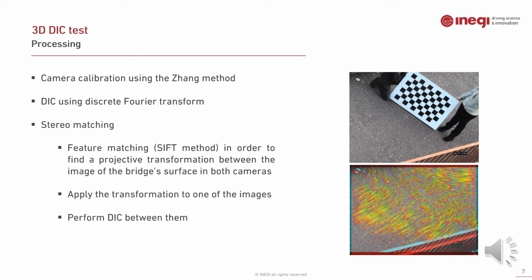For the stereo matching, we used feature matching to get point matches between the images from both cameras, and then we found a projective transformation between them, which is a very good approximation since the surface of the bridge is flat. And then applying the transformation to one of the images, our work in stereo matching is made much easier because the images look nearly the same. And so at this point we performed DIC between the transformed images.